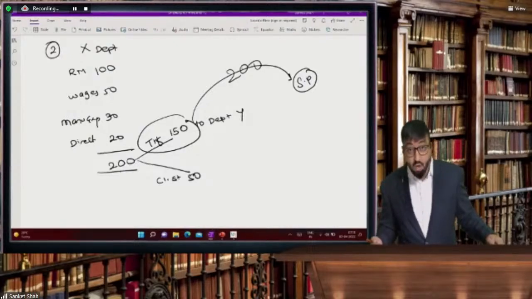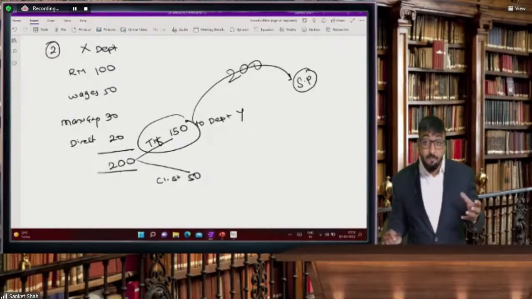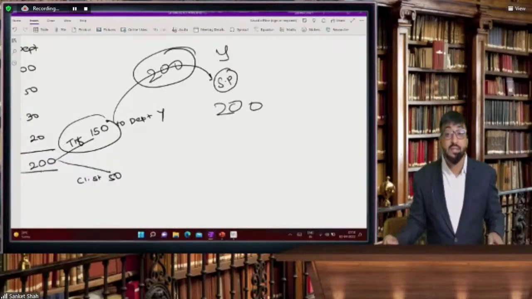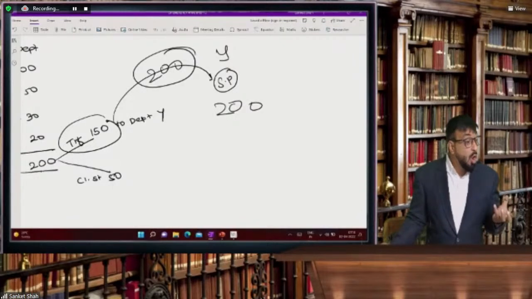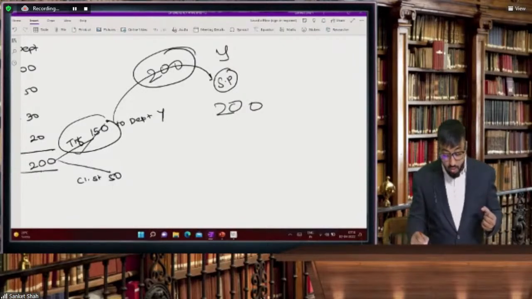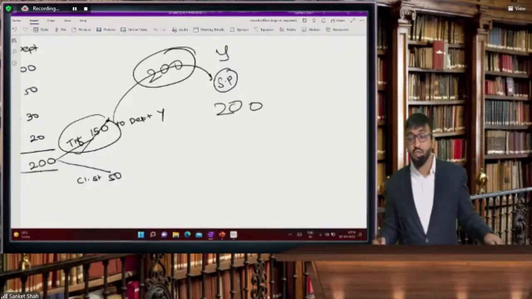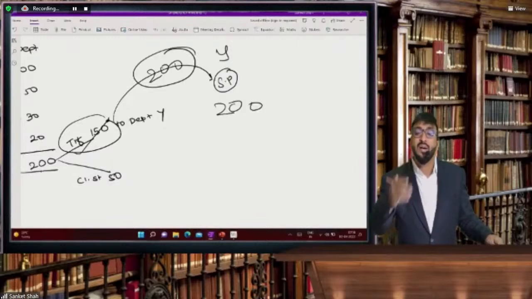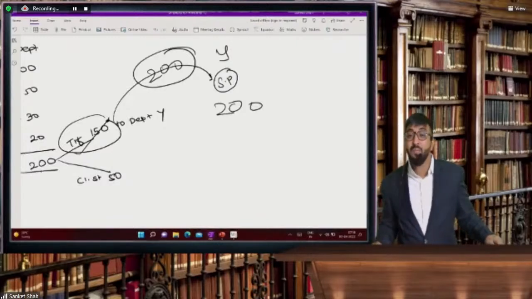So you got the concept where students are finding problems. For Y department, 200 rupees is a cost. Actually the cost to the company is 150. But the problem is that when these goods are transferred to Y at 200, Y department का cost 200 है. याद रखो. So that is the problem.